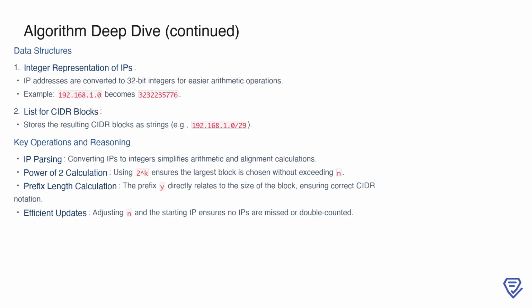The resulting CIDR blocks are stored in a list as strings, such as 192.168.1.0/29. Key operations include parsing IPs into integers, calculating powers of 2 to find the largest block, and determining the correct prefix length for CIDR notation. By dynamically adjusting the starting IP and reducing n by the block size in each iteration, the algorithm ensures that no addresses are missed and that the range is processed efficiently. These steps are critical for maintaining both the correctness and performance of the solution.